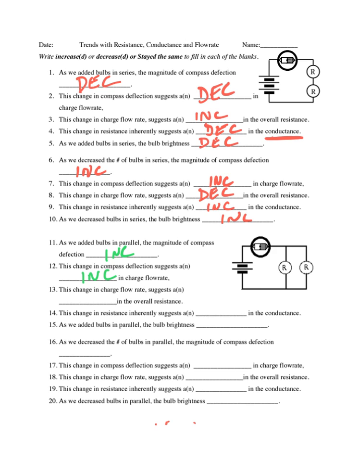The change in the flow rate suggests that the overall resistance is decreasing. And that change means that the conductance is increasing. And then here's the weirdness. If we add bulbs in parallel, bulb brightness stays the same.